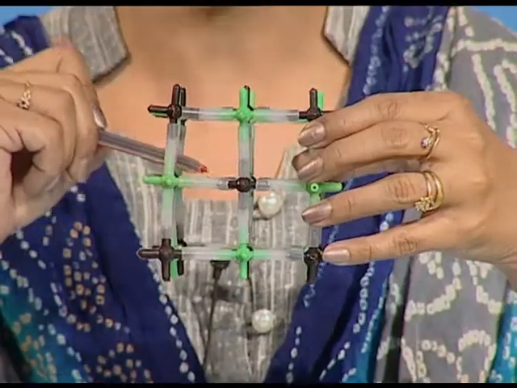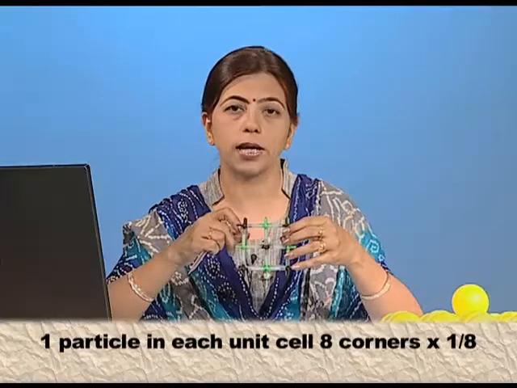Now here you can see that this is the 3-dimensional crystal lattice, and you see this atom, I am just pointing it out. This atom is shared by 8 unit cells. So, this atom when shared by 8 unit cells, the contribution of the corner is 1/8. We must know all these things to calculate the number of atoms per unit cell.